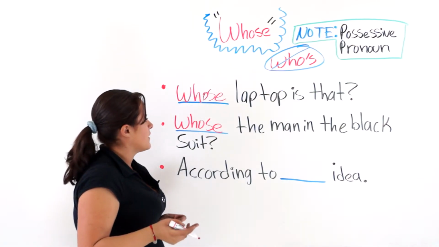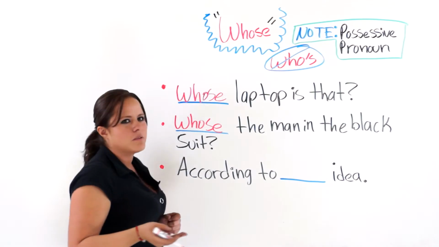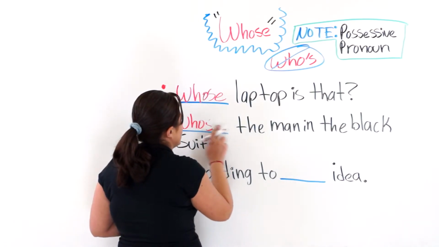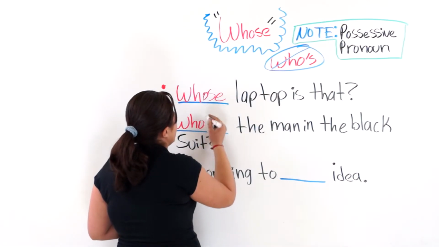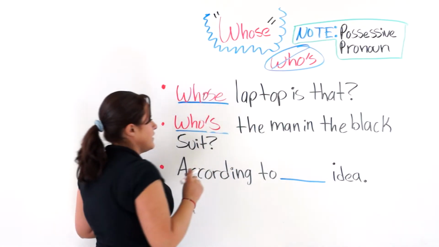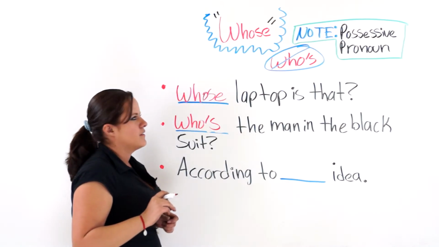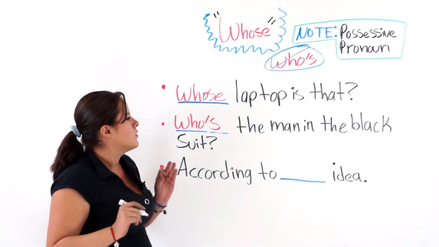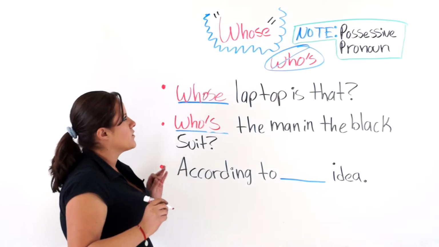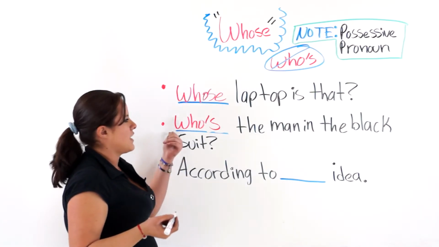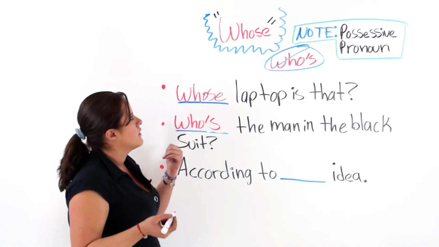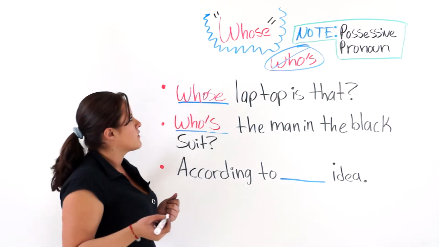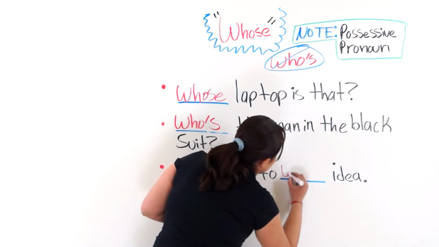No, because we cannot say that the man in the black suit belongs to somebody else. So we will put who's. Who is the man in the black suit? All right? And the last one, according to whose idea. Which whose are we going to use? The contraction who's, who is, who has, or whose, the possessive pronoun? The possessive pronoun. That is right.